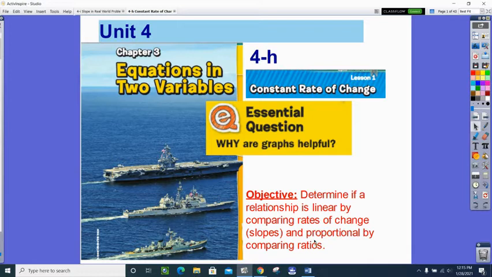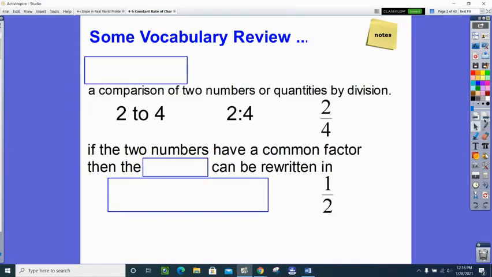The other thing we're going to bring back from 7th grade is: is a relationship proportional? Maybe you don't remember that word, or it seems far back, or maybe it wasn't covered. I promise we will look at it today. So two things: linear? Proportional? Before we go anywhere, let's review a little bit of vocabulary.